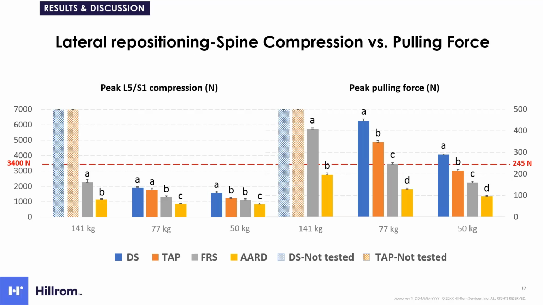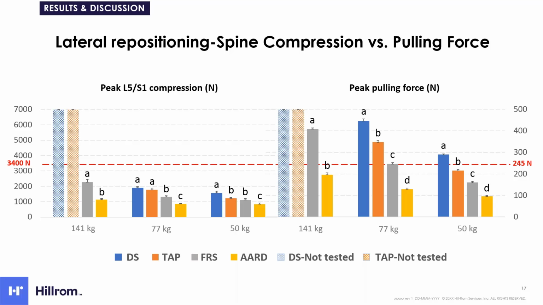For lateral repositioning, draw sheets and TAP were not tested on the 141 kg patient again, to avoid injury to caregivers. But in general, we can still see a similar pattern for the spine compression and the pulling force. Within each patient weight level, peak L5S1 compression and peak pulling force are highest for draw sheet and the TAP, followed by friction reducing sheet, and lowest for the AARD.